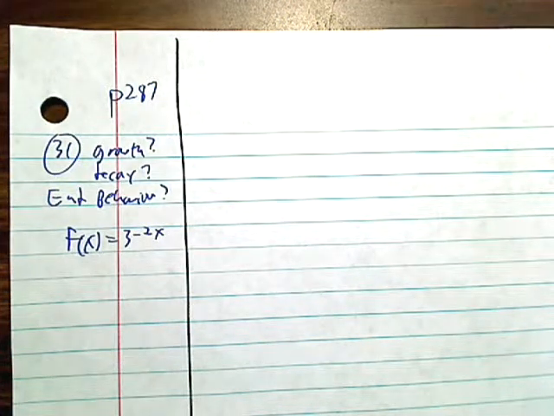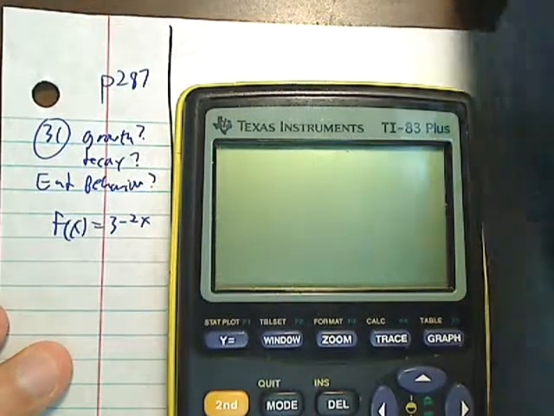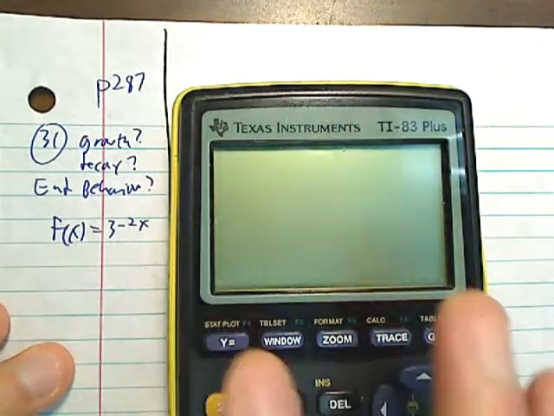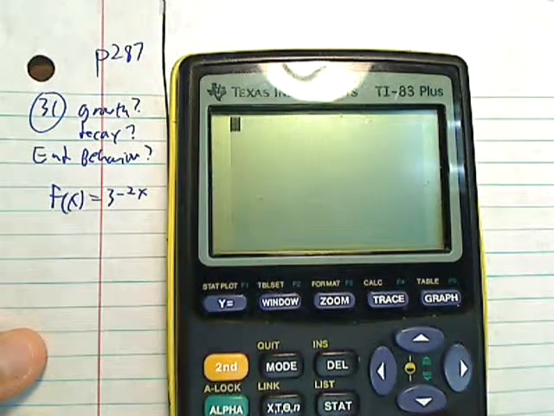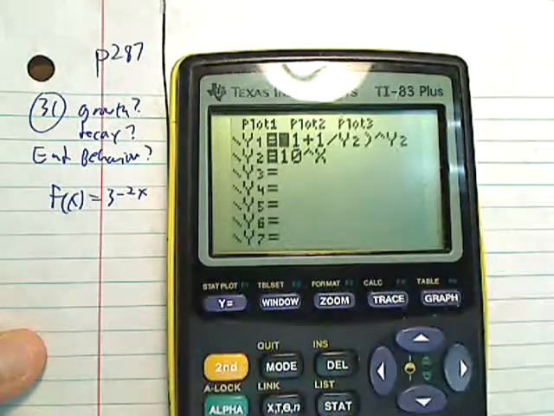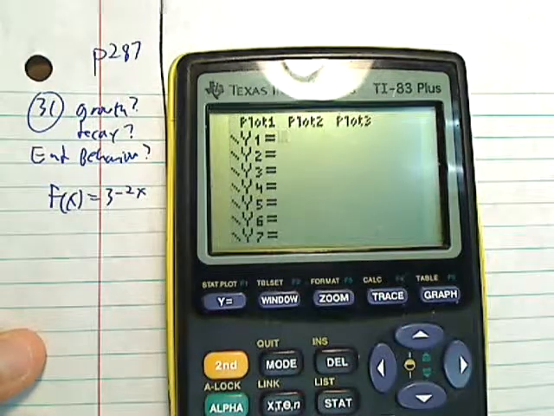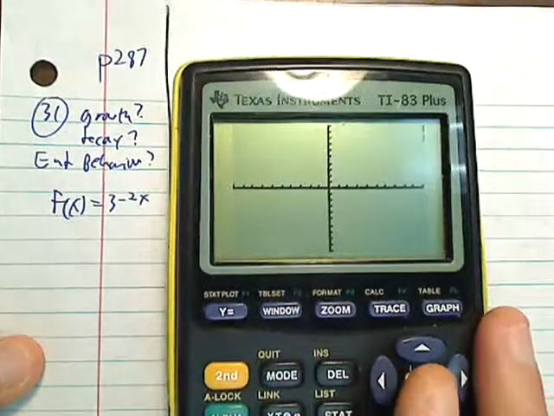Okay, we're back. Growth or decay and end behavior. I'm going to start by graphing it. All this can be seen pretty quickly by looking at the graph. So 3 to the negative 2x power. Let's be careful here. We need to go to y equals 3 to the negative 2x power. And let's graph this.